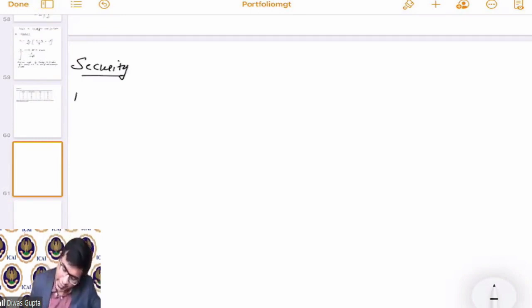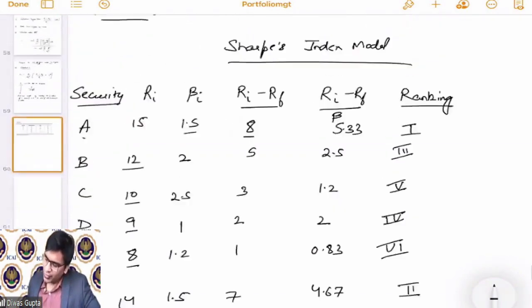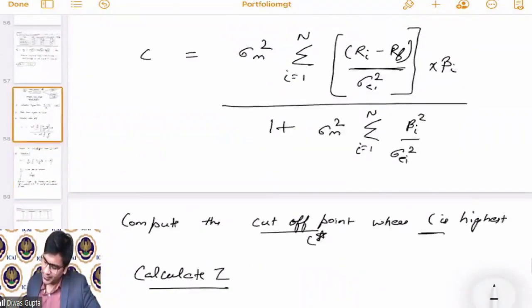So first of all, A was there, then F had the second ranking, third ranking was with B, then D, then C, and last one was E. That is how the ranking was there. Now let us again plot. Now if you see, we have to go to the calculation of C.